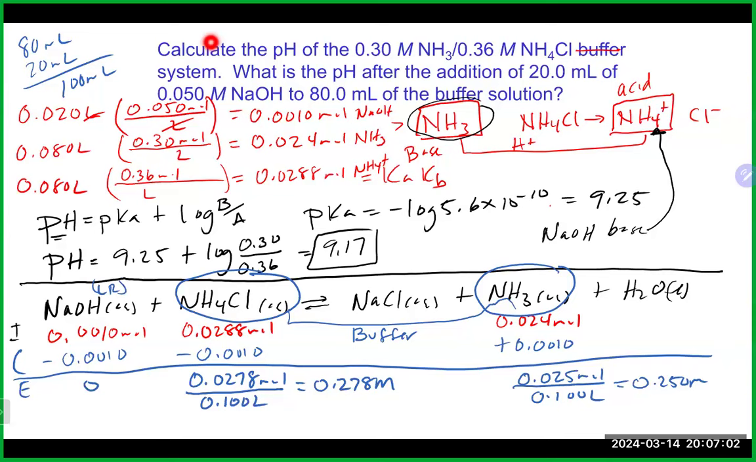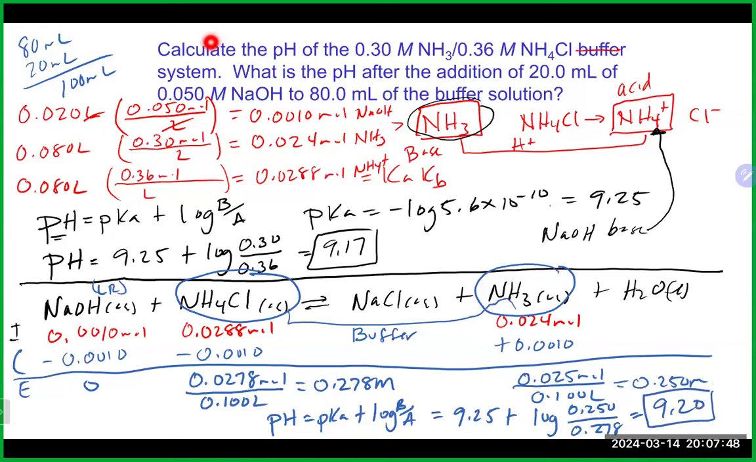That means we could go into our Henderson-Hasselbalch equation. That will give us pH equal to pKa plus the log of the base over the acid. It's the same pKa value we used previously, 9.25, plus the log. We want to make sure we get our base up on top, 0.25, and our acid on the bottom, 0.278. That's going to get us a pH of 9.20.